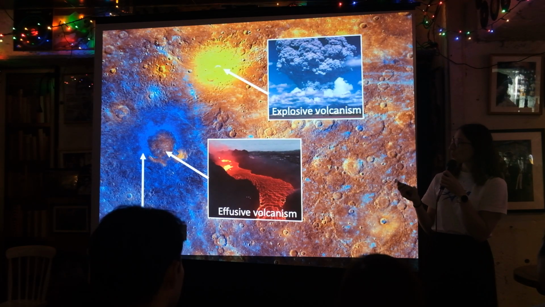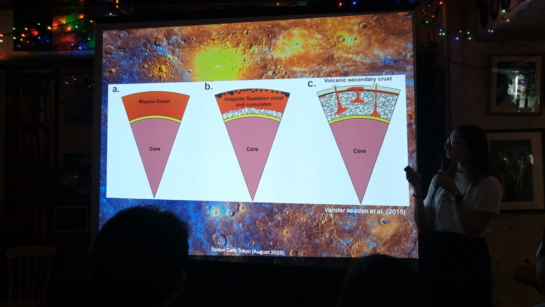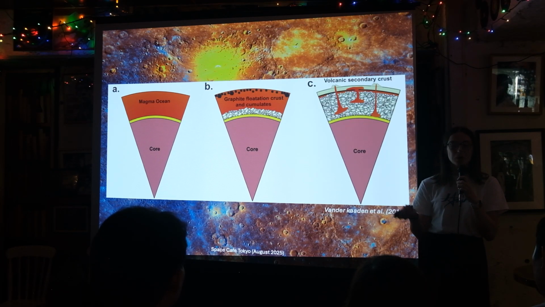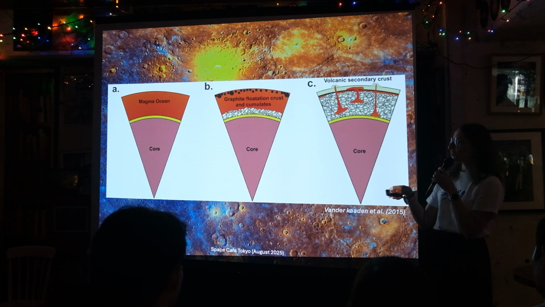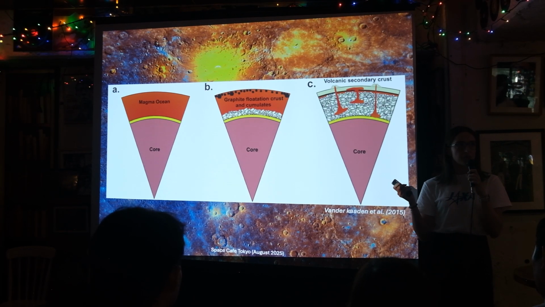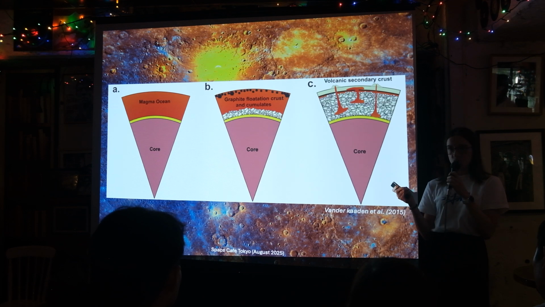And this is thanks to all of this that we have the most accurate idea about what Mercury looks like on the inside. So basically, a really, really big core. The core of Mercury is about half of the planet, which is very unusual.